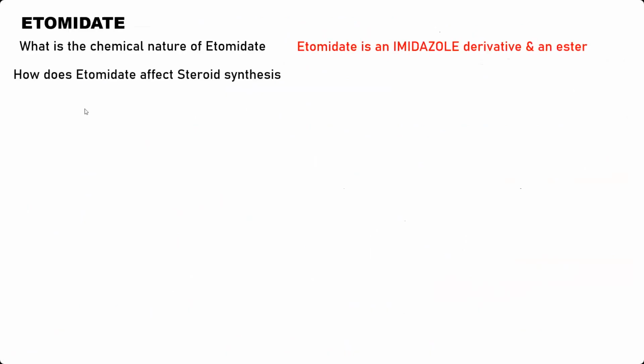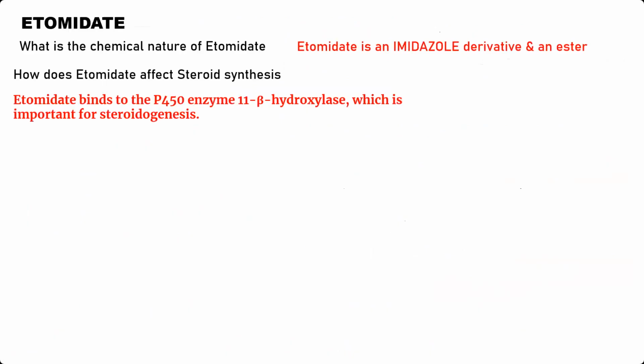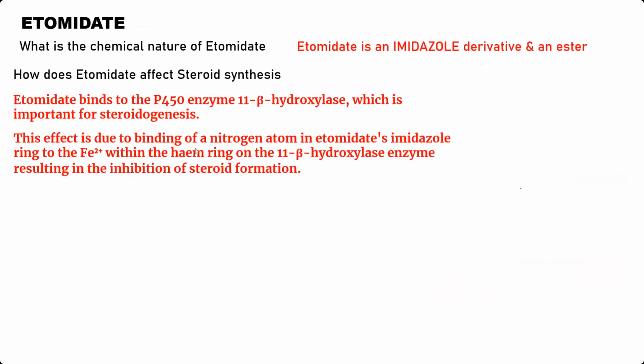Okay? Yes, sir. Next is etomidate. Many of you would have had a chance, or some maybe would not have had a chance, because this drug is not a very commonly used drug. So, what is the chemical nature of this drug? It is an imidazole derivative. Very good. How does etomidate affect steroid synthesis? It inhibits the enzymes 17 alpha and 11 beta hydroxylase in the pathway. Very good. It binds to the P450 enzyme 11 beta hydroxylase, which is important for steroidogenesis. This effect is due to binding of the nitrogen atom in the imidazole ring to the iron within the heme ring of the 11 beta hydroxylase enzyme, resulting in the inhibition of steroid formation.